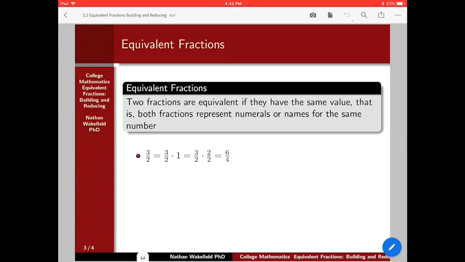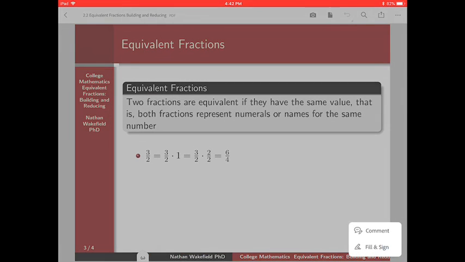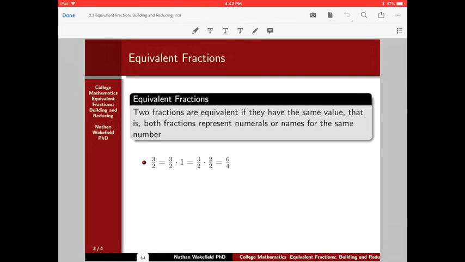The example I've given you that I'll sort of work with for a little bit here is 3 halves. So there's a couple of ways of thinking about 3 halves. The number 3 halves is the same as 3 halves times 1. If I multiply anything by 1, I don't change its value. So just make a note of that: multiplying by 1 doesn't change its value. But 2 over 2, so this 2 over 2 here, is just another way of writing 1.